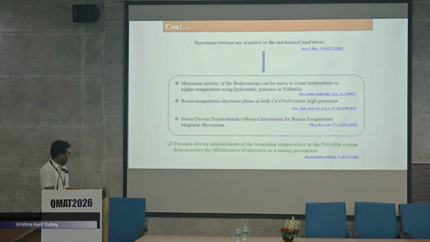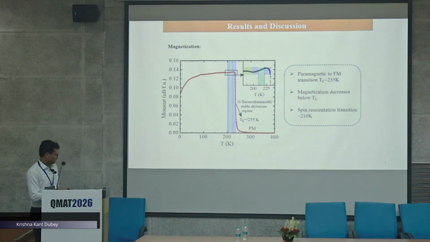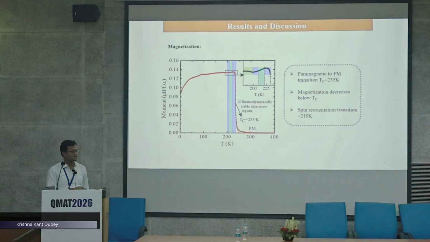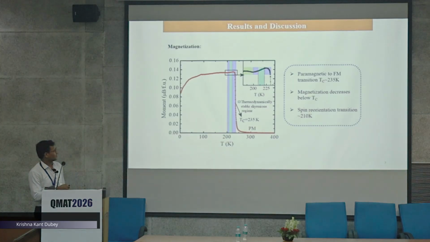One of the important properties of this PTM-NGS system is that if we increase the pressure, there is an increase in transition temperature. So from here we get the idea to use pressure as a tuning parameter. This is the magnetization as a function of temperature of the PTM-NGS system, where we can see that it undergoes a transition from paramagnetic to ferromagnetic state from here to here, and in this highlighted region it undergoes a spin reorientation transition. This is the region where I am interested to study the pressure dependent effect.